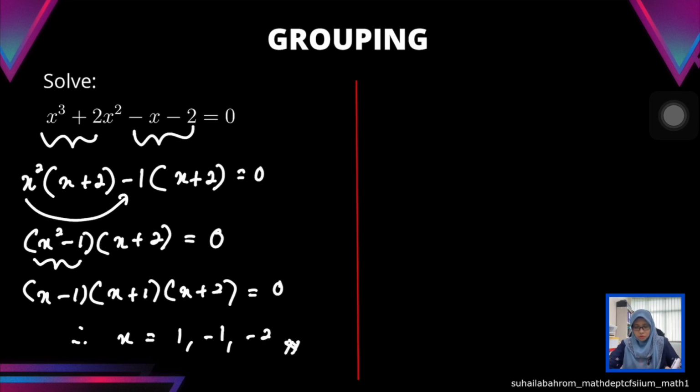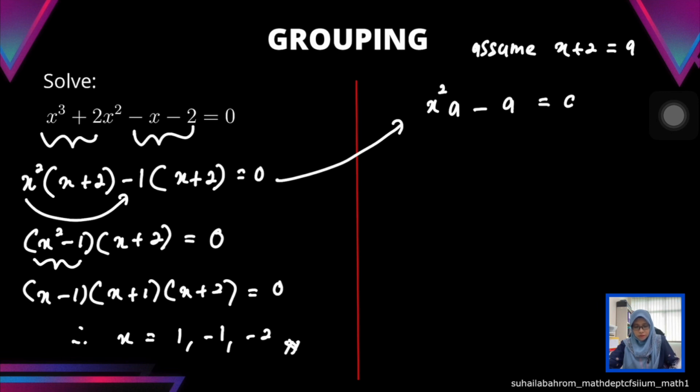Let me try to explain this one more. Let's say we assume that x plus 2 is equal to a. Therefore, for this expression, you will get x squared times a minus 1 times a is equal to 0. So we have terms of a here.